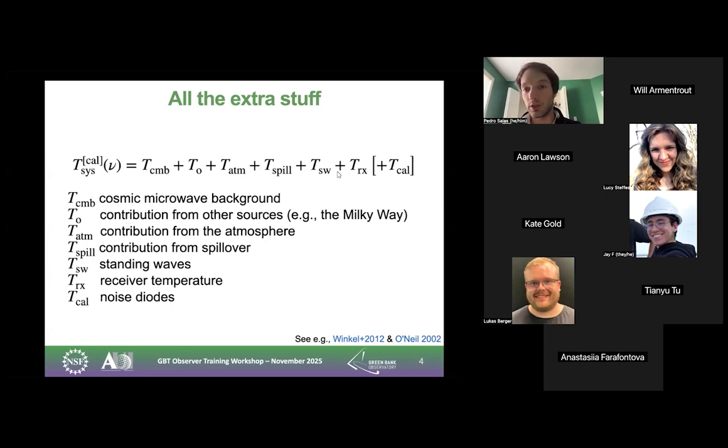It includes standing waves, which the GBT has very little of because of its offset design. It will also include the receiver itself, and depending on if you're using a noise diode or not, that also goes into your system temperature. Basically, everything that you can think of that's not your actual source, you can call system temperature, and then the calibration basically reduces to finding a way of removing the gain and the system temperature from your measurements.